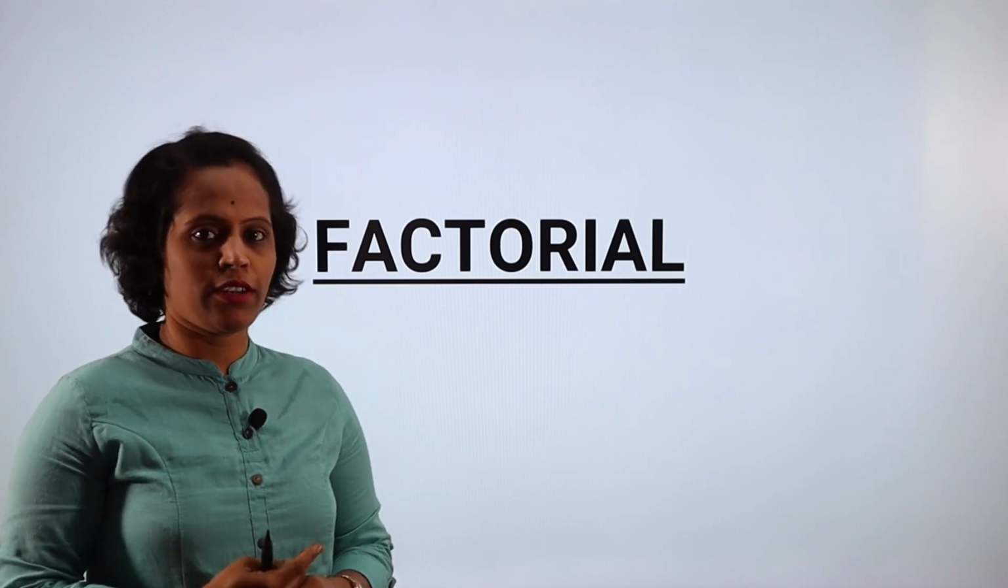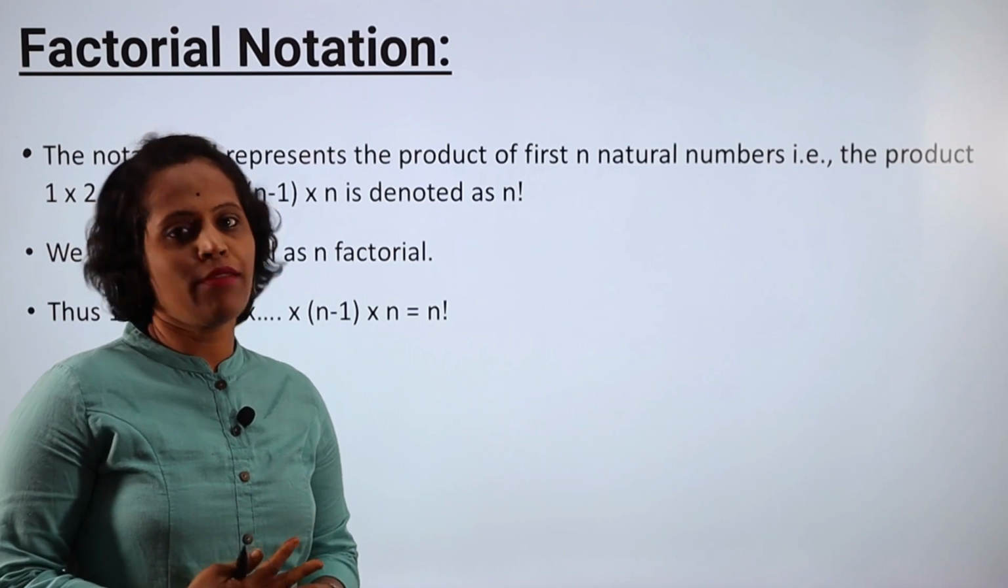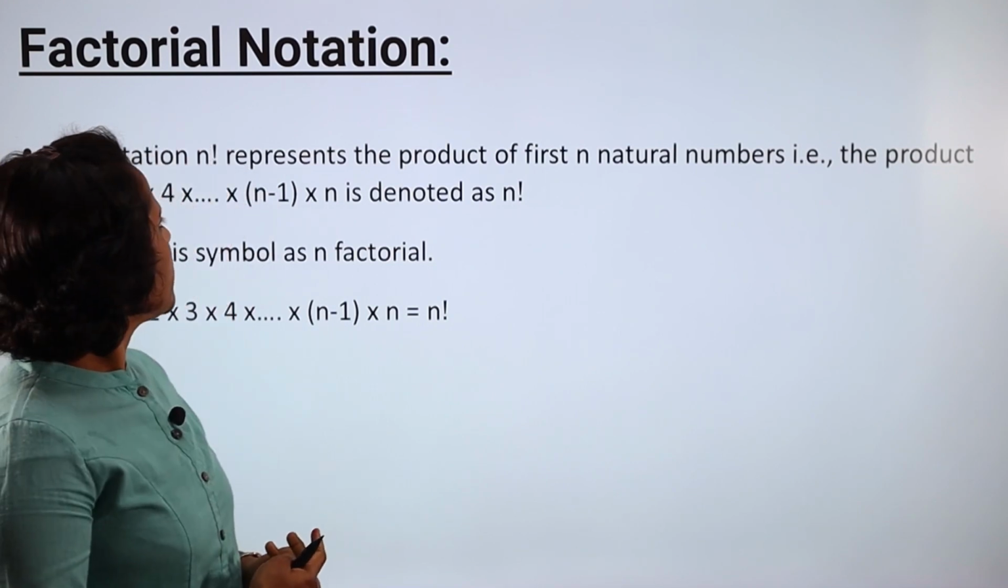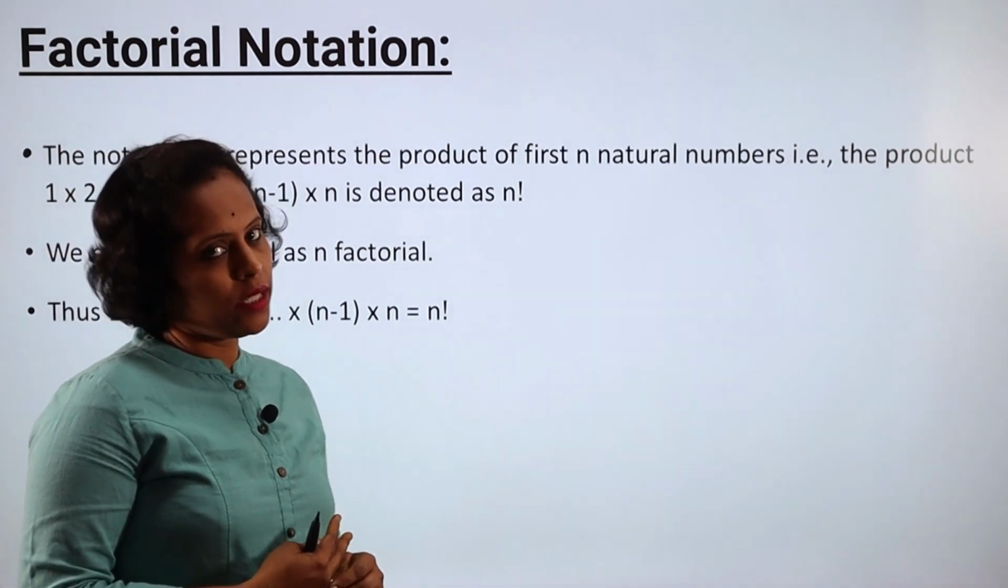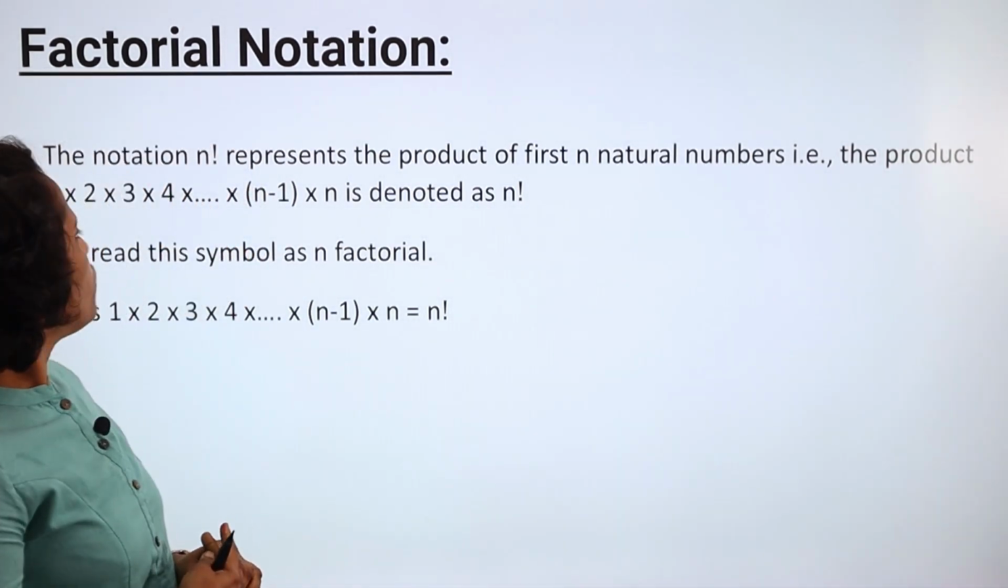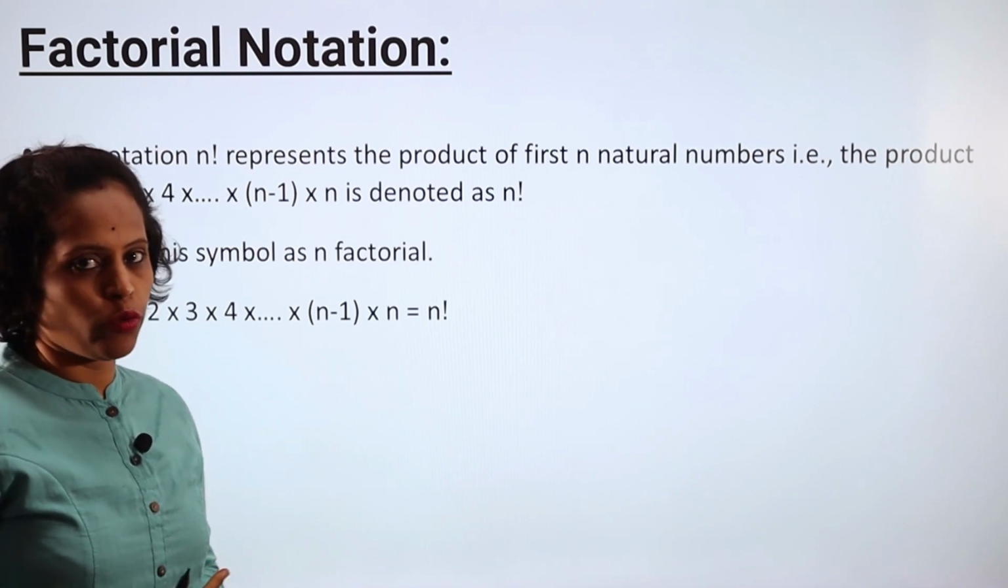Today's topic is factorial. What is a factorial? The notation n factorial represents the product of the first n natural numbers. That is, the product of 1, 2, 3, 4 and so on up to n is denoted as n factorial.